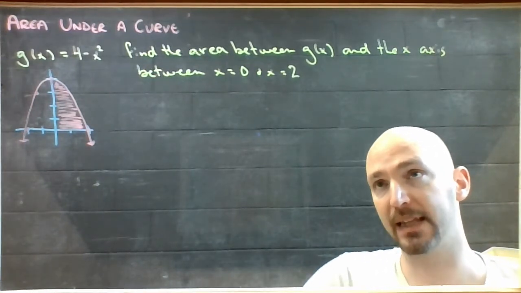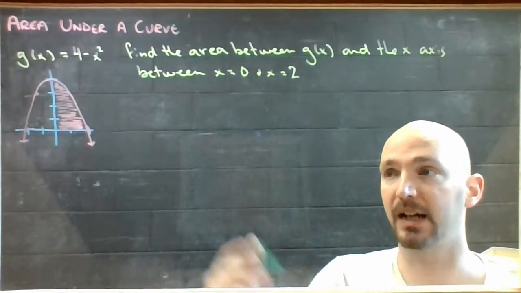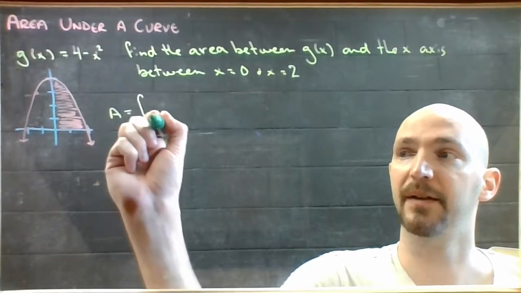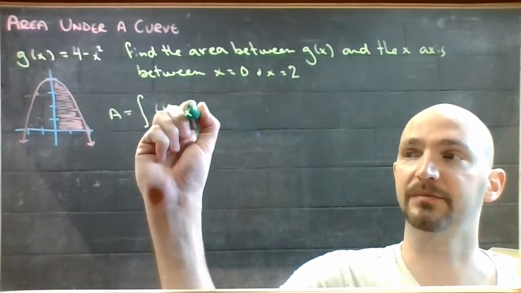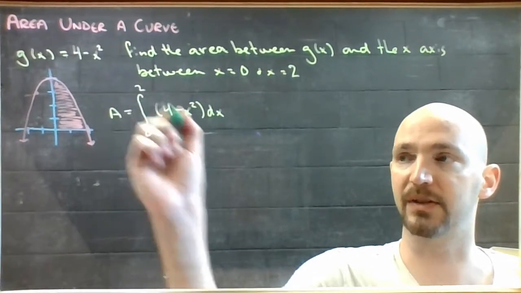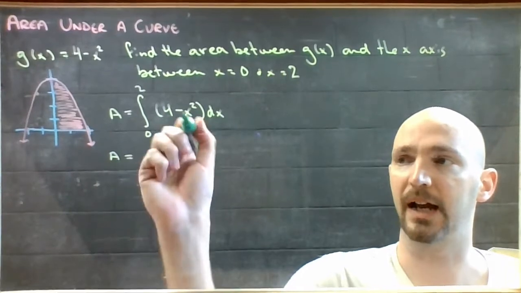So once I've got this function, in order to get the area under this curve between these 2 points, I just need to integrate. So the area will be the integral of the function in question between the x values that were stated. So I have to integrate this.